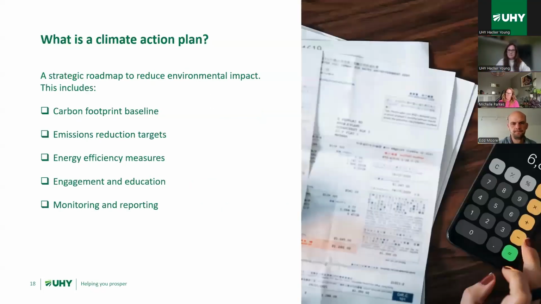Next slide, please. So what actually is a climate action plan? It's a strategic roadmap to reduce your trust's environmental impact. At the core of it is your carbon footprint. This is the total amount of greenhouse gases that your trust emits, measured in carbon dioxide equivalents. A carbon dioxide equivalent is simply a way to measure all greenhouse gases by using the same unit. So think of it like converting different currencies into pounds.